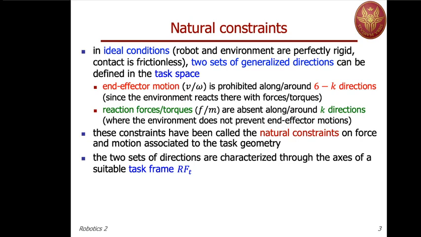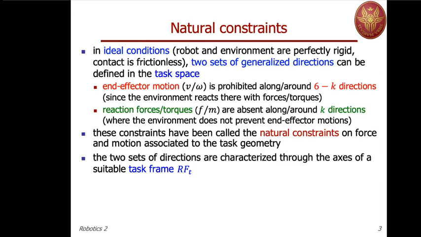Now, these constraints that limit where we can have reaction forces or where we can move have been called natural constraints on force and motion, and they are associated to the task geometry, so in particular to the way in which the end effector is interacting with the environment. Now, this is, let's say, a qualitative description of how we characterize these directions.